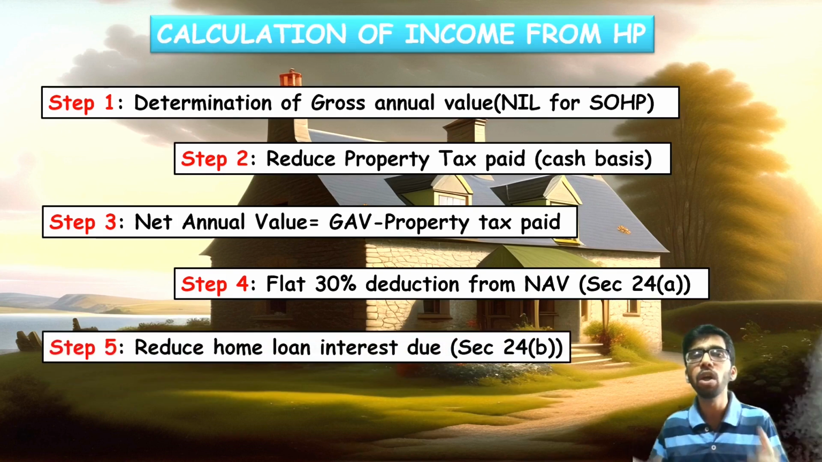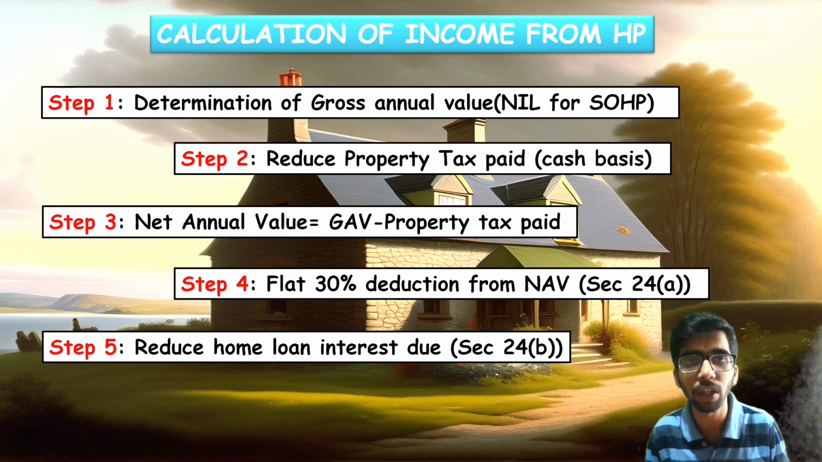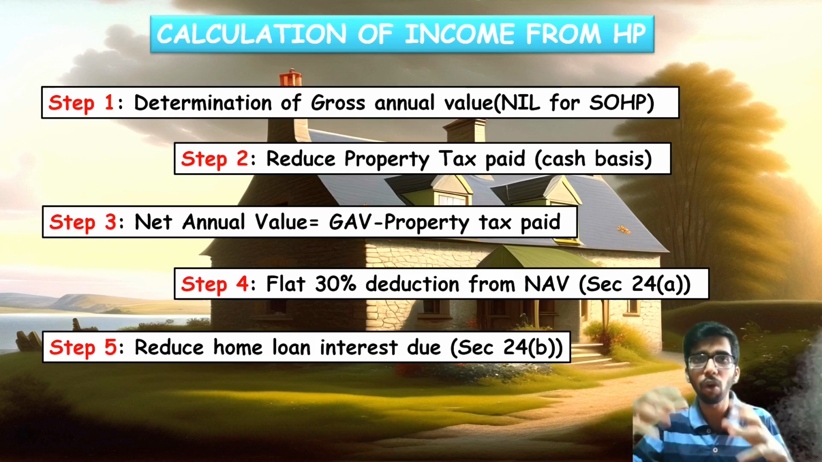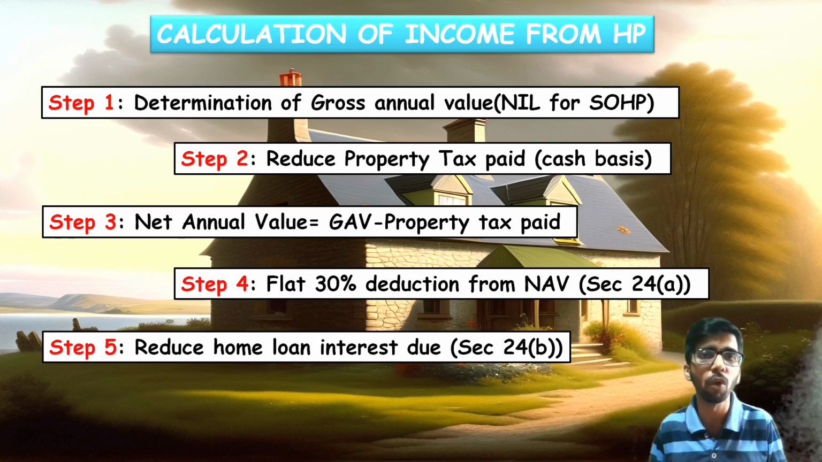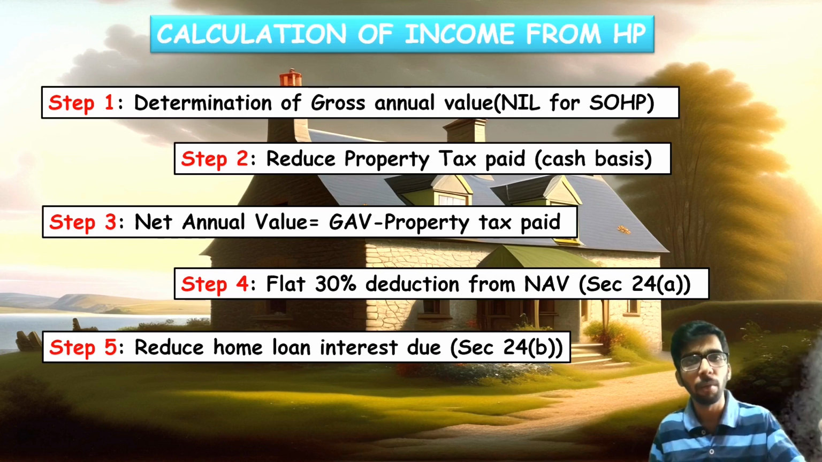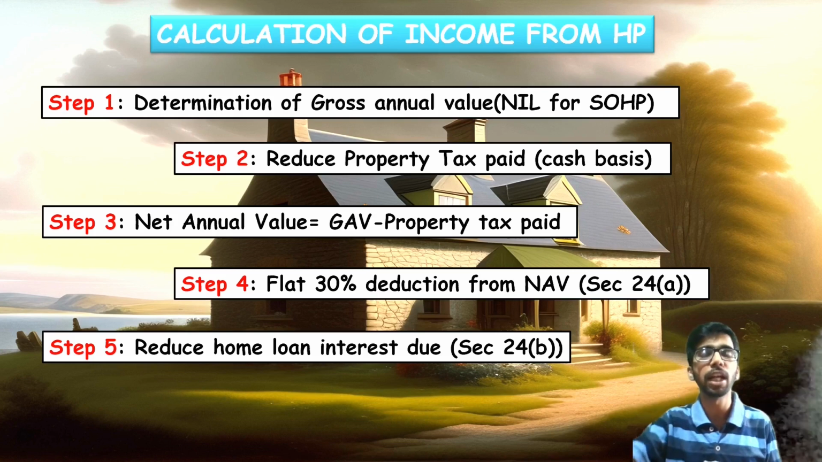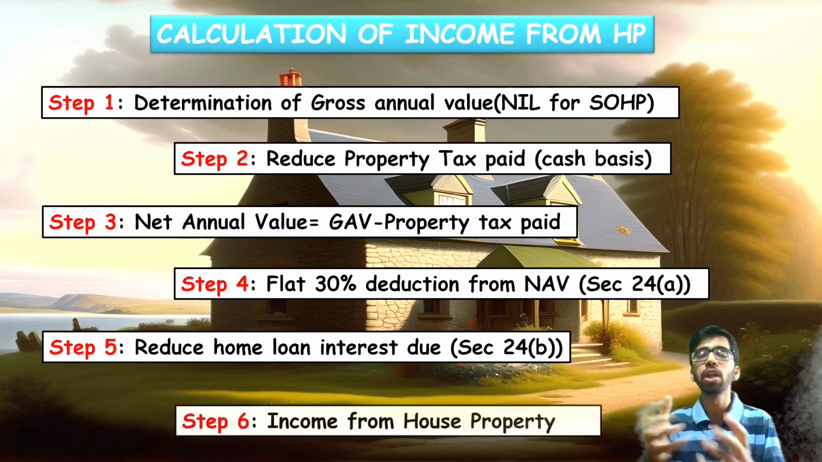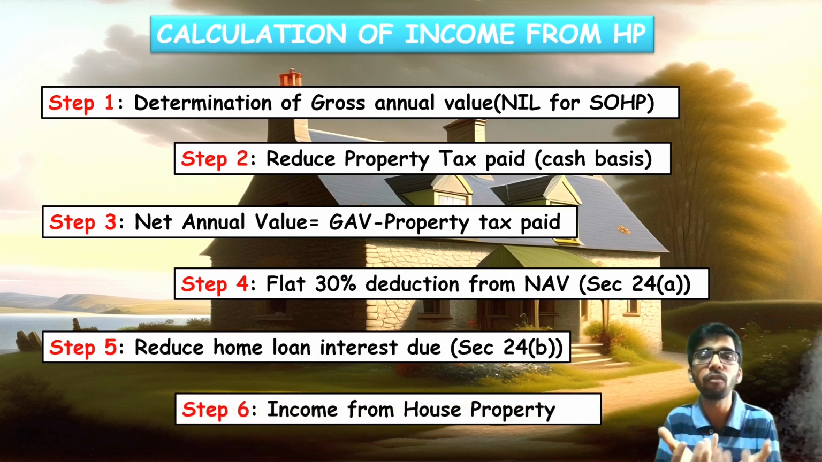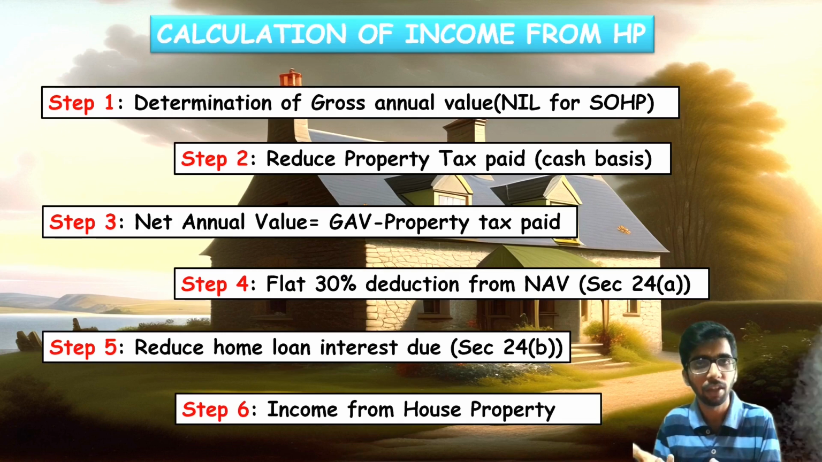Next, step 5, reduce the housing loan interest actually due. If you have borrowed any loan in respect of your house property and are paying any interest, then that interest portion will be reduced from that NAV. Then after all, you will arrive at the income from house property. Understood, no?